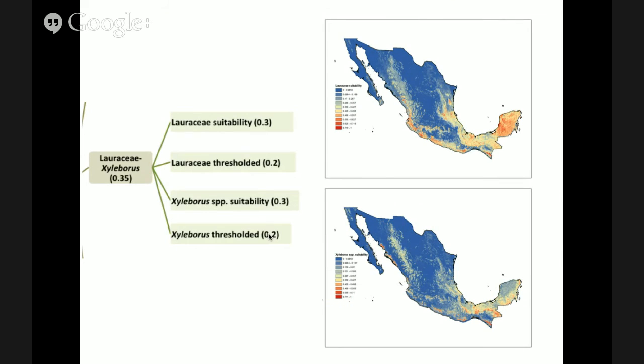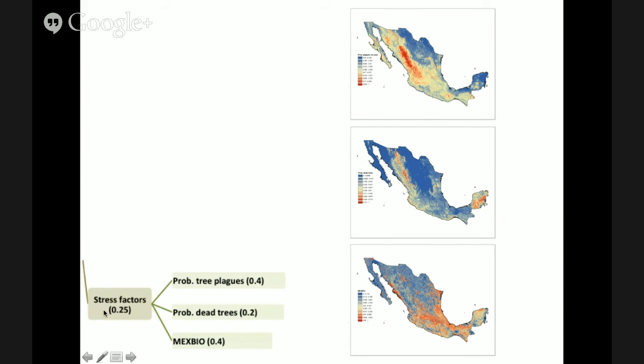Then you have what corresponds only here, I'm not showing the thresholded maps, only the suitability of all Lauraceae species in Mexico and the suitability of all Xyloborus species in Mexico. So remember, if the species of concern, Xyloborus glabratus, gets in contact with native beetles that are related, the chances of transmitting the fungus increase, and that's why we thought it was important to use all the Xyloborus species as well. Finally, we have the third set of factors that are related to stress, and you see in darker red in all the maps, I omitted to say that, darker corresponds to higher probability, in the upper panel, what corresponds to tree plagues.